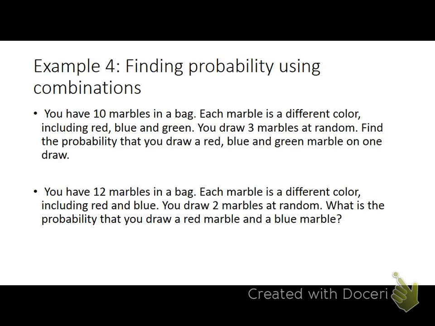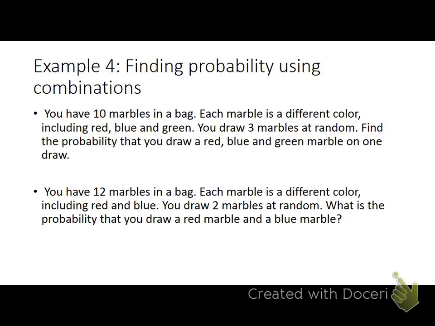The last example we need to talk about is finding probability. You have 10 marbles in a bag. Each marble is a different color, including red, blue, and green. Draw 3 marbles at random. Find the probability that you draw a red, blue, and green marble on one draw. So the first thing you need to do is find the total number of possibilities. And then, honestly, guys, one draw, favorable outcome, your numerator is going to be 1. You're basically just turning it into probability.